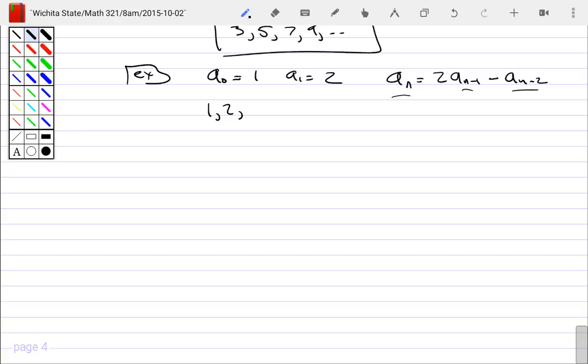Take 2 of the previous one and then subtract. So I would take 2 2's and then take away 1, which gives me what? 3. Then I would take, then I would take, then I would get, hey, that's kind of fun.